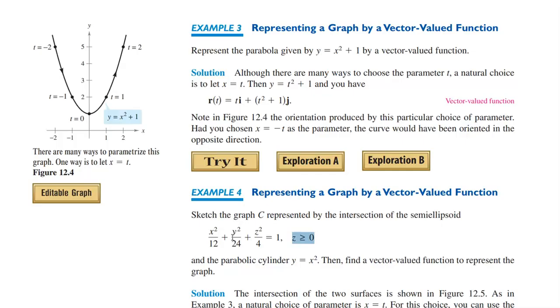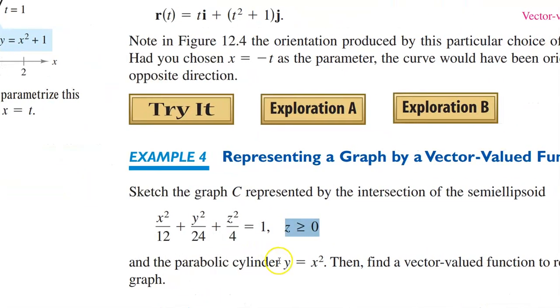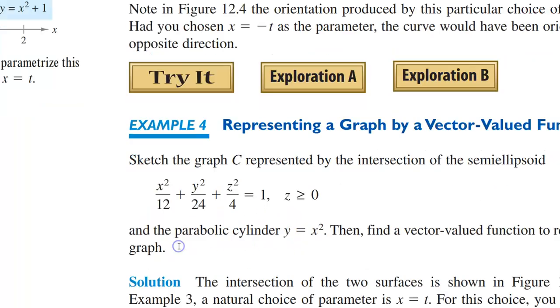You'd slice that off and you'd be left with half an ellipsoid, a semi-ellipsoid. To actually do this, we can let x equal t. Then we know from this that y equals t squared. You can plug in t squared, squared, which is t to the fourth, plus z squared over 4 equals 1. Of course, keep these denominators in mind as well.